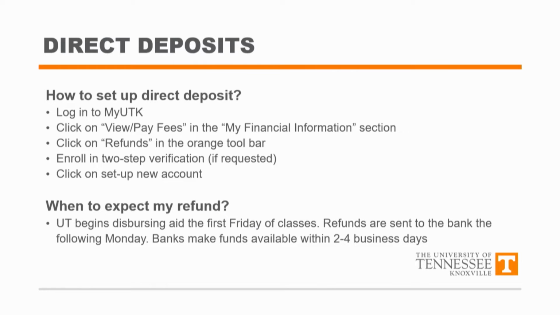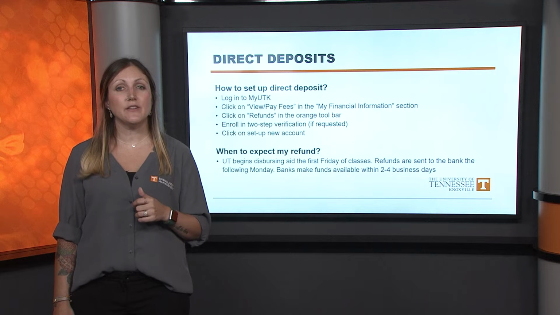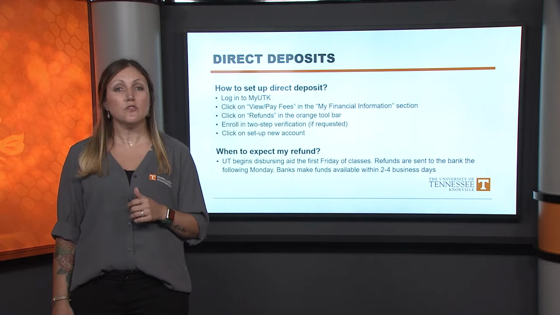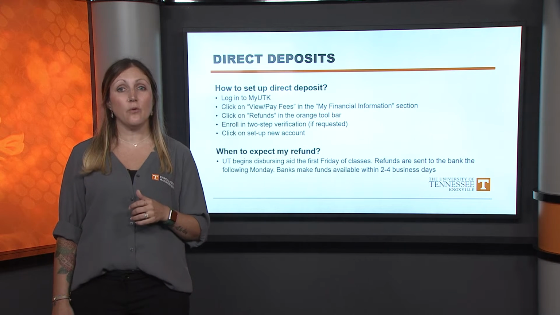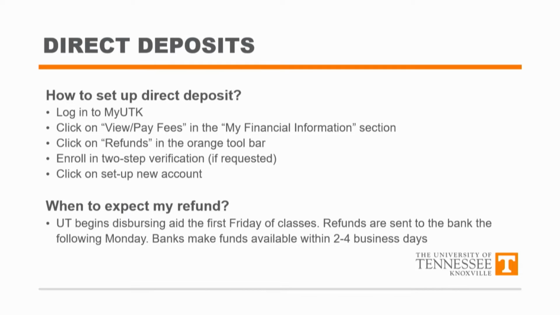You can set this up in your MyUTK account. Now, UT disperses your excess financial aid or refunds via direct deposit about a week after classes begin. So you'll start seeing changes on your account the Friday after classes begin as we prepare to send those refunds back to you. So once your account balance goes to zero, you'll know that those refunds are coming back to you. But it generally takes your bank 2 to 3 business days to release those funds back to you once they have been sent from the university.